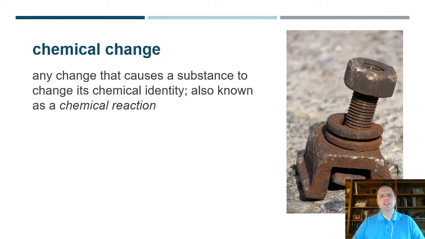Now, a chemical change is any change that causes a substance to change its chemical identity, also known as a chemical reaction. We have a picture here of a rusted bolt, right? The orangey shade on the outside of the iron there, we know as rust. And rust is just iron oxide. So oxygen has combined with iron to form this new chemical substance called rust or iron oxide. And that's a chemical change.